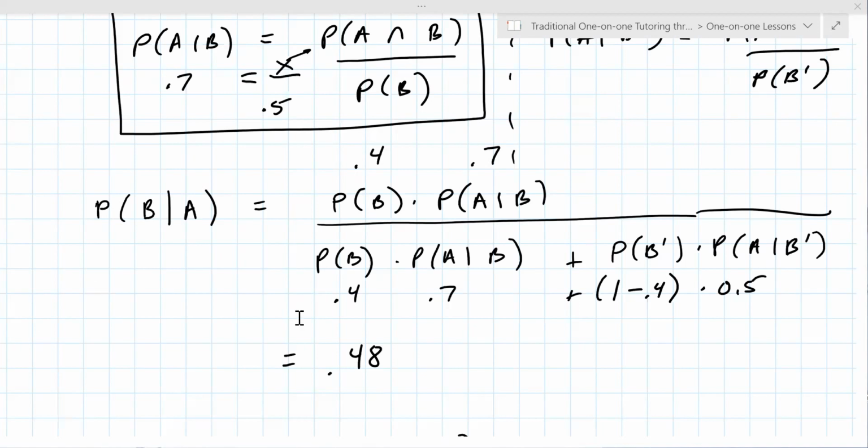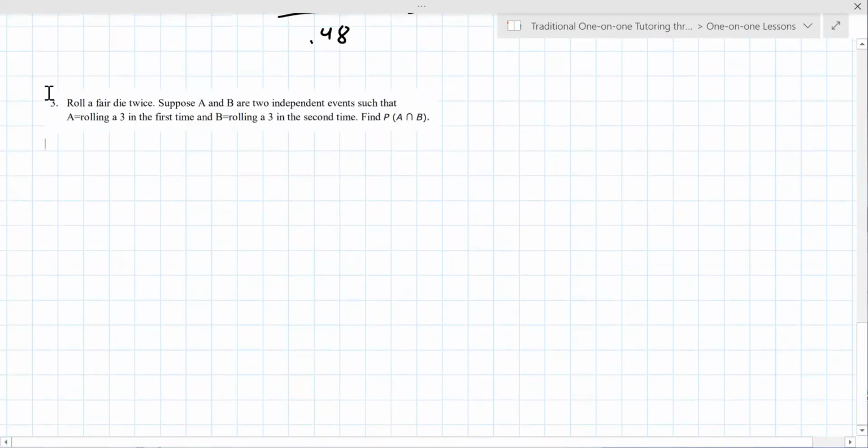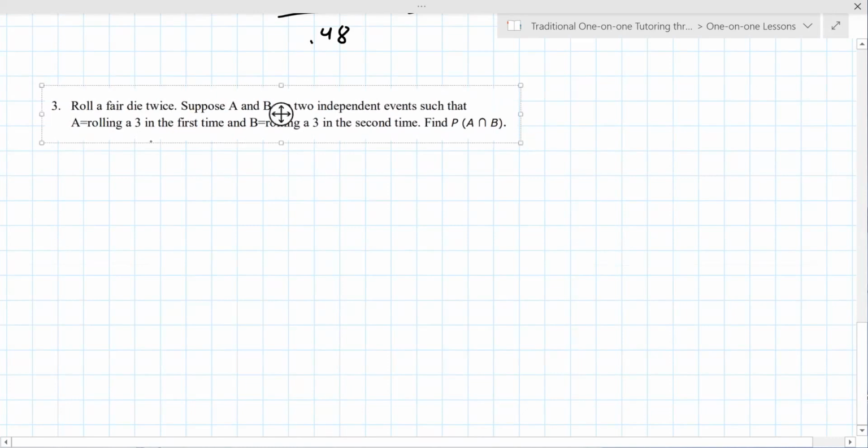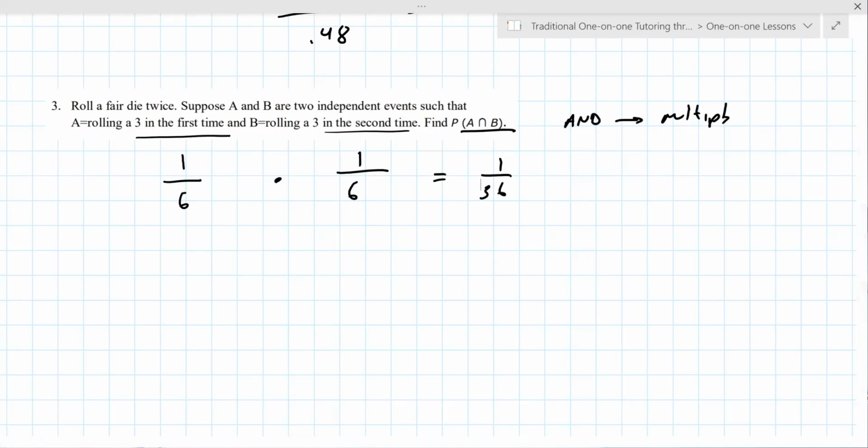Okay, question 3. Suppose you roll a fair die twice, and we want a 3 the first time and a 3 the second time. So the probability of rolling a 3 the first time is 1 out of 6 because there's only one 3 on a regular die, and then the second one is 1 out of 6. And you generally multiply. So you multiply these two together to get 1 out of 36. Okay, that's easy.